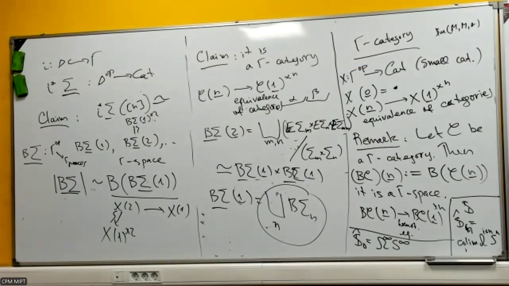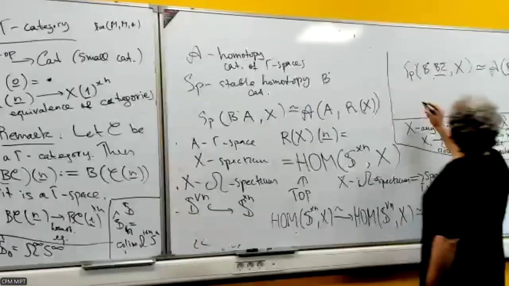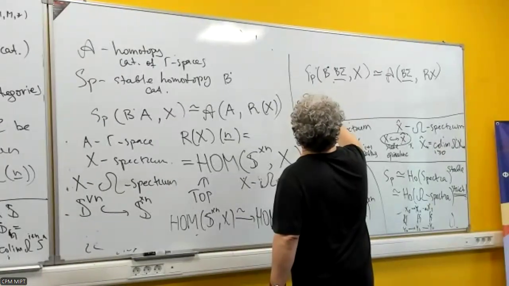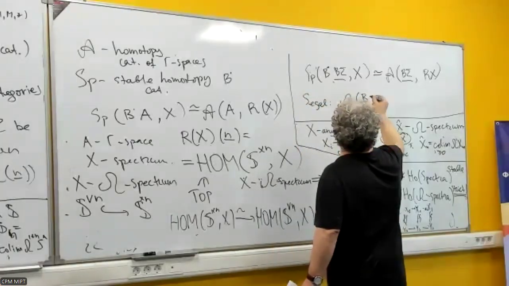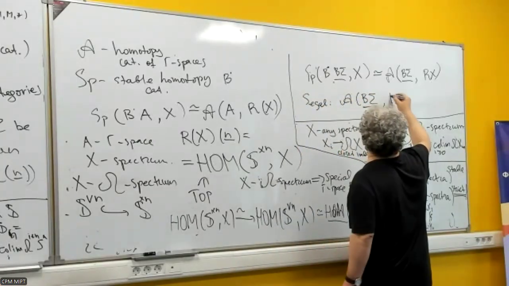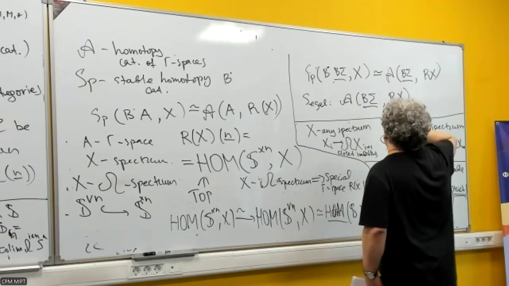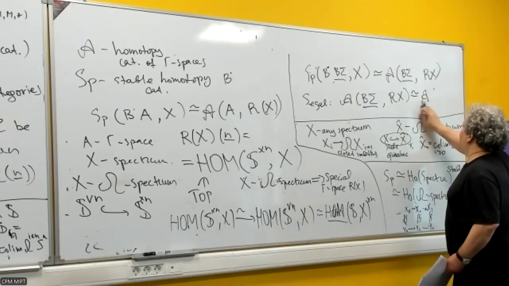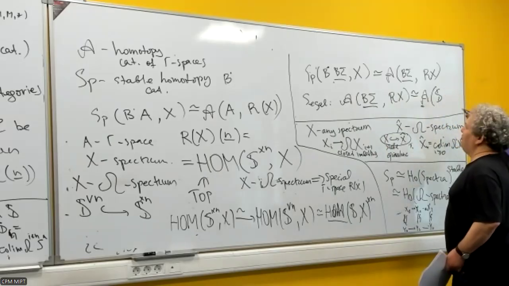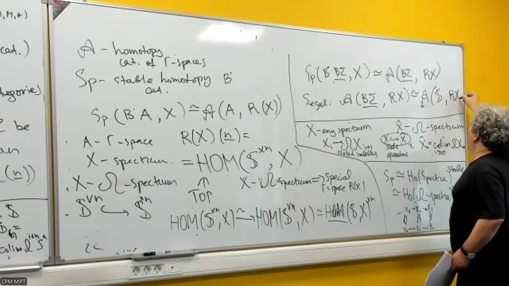So what Segal proves in that sense is that A of B sigma on the right-hand side to RX is isomorphic to A of the sphere spectrum to RX for any X.